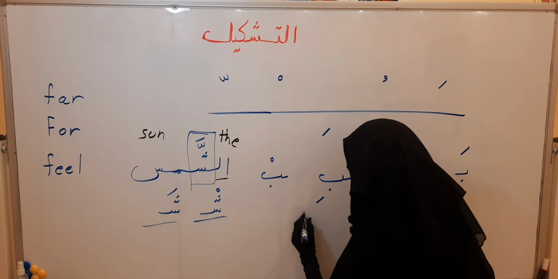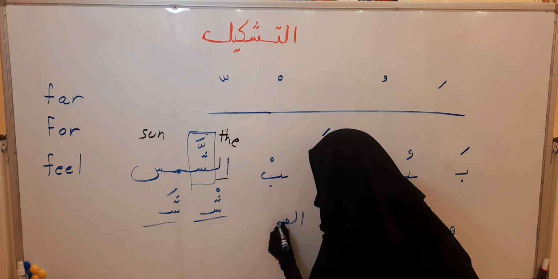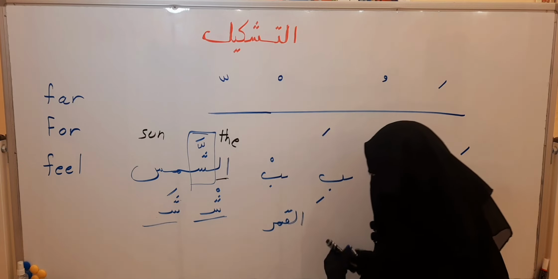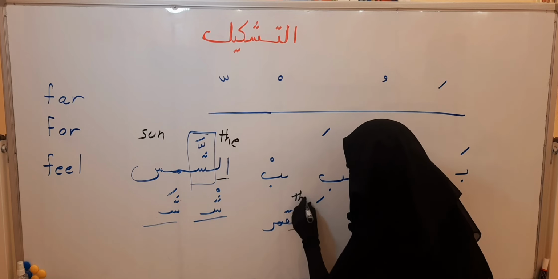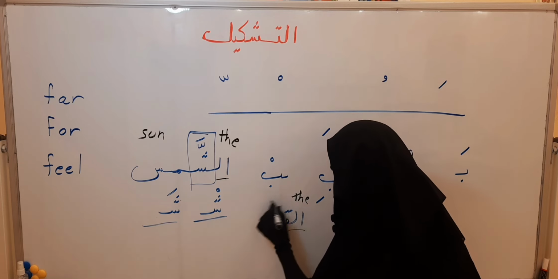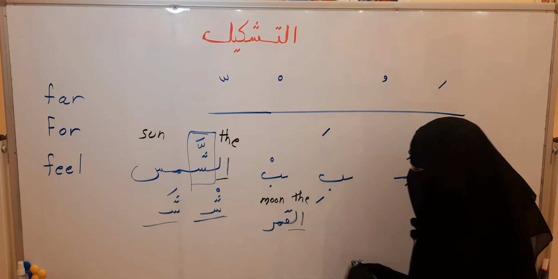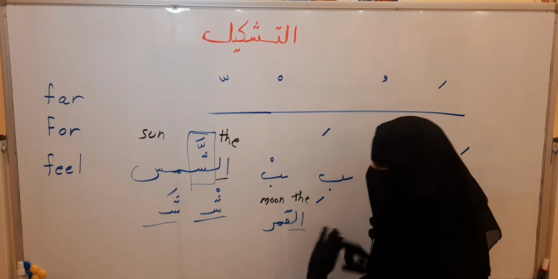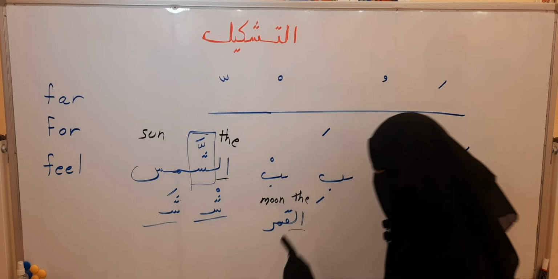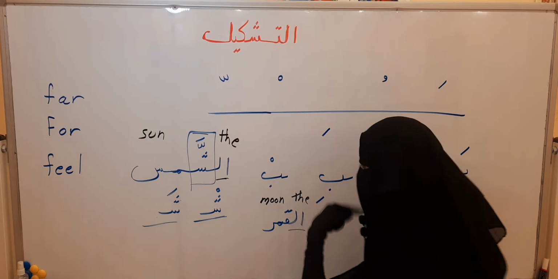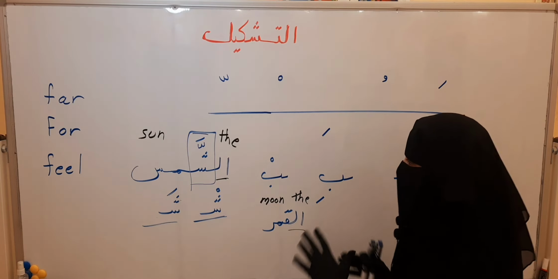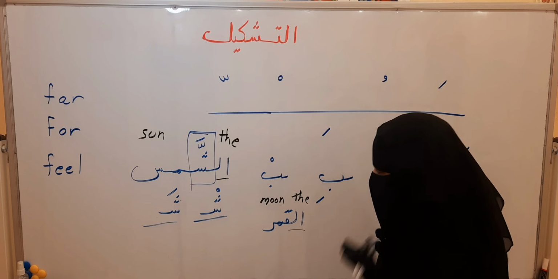Another example. Al-qamar. The qamar, moon. Al-qamar, we read every letter that we write. In all Arabic, every letter that we see, that we write, we read, we pronounce. Al-qamar. I want to speak about something else in this video.